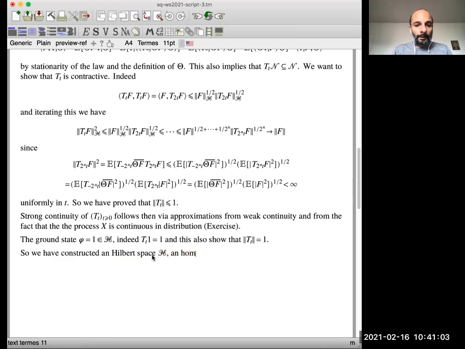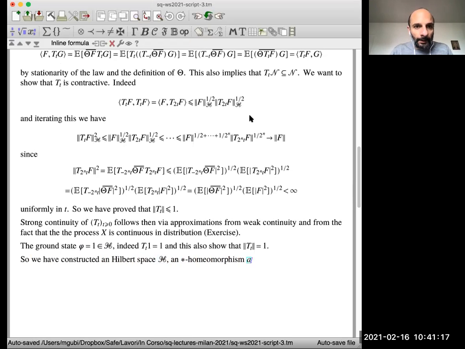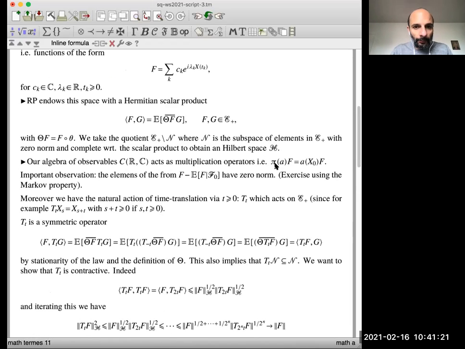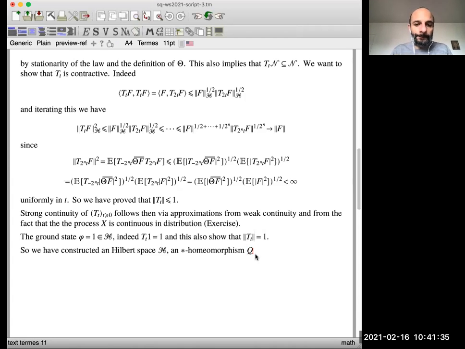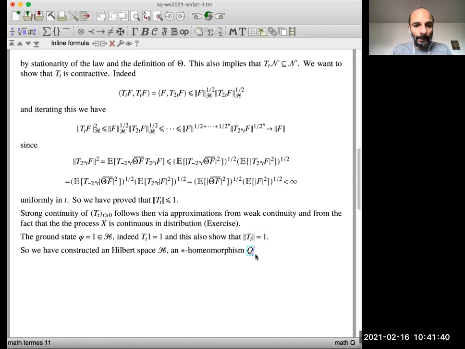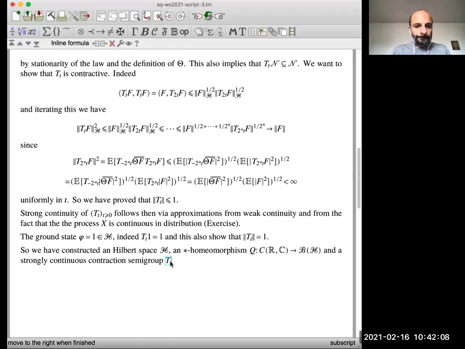Let me make the point, and let me introduce some notation which maybe I didn't introduce before. Let me call it Q of A, not pi of A. So this is still a star homomorphism, Q from C over C into the bounded operators over H, but it will be meaningful later on. And a semigroup is a strongly continuous semigroup T, which is what I had there.